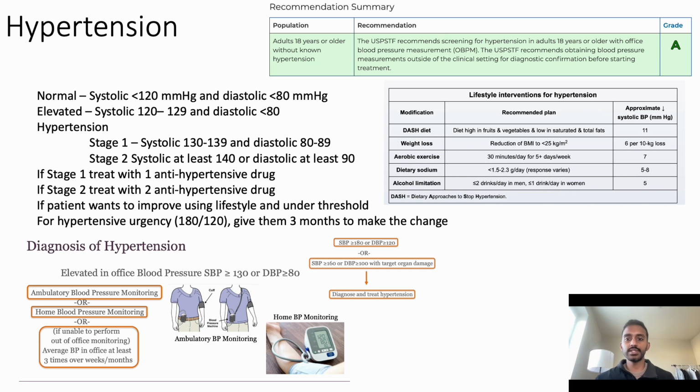So the USPSTF recommends screening for hypertension for adults 18 years or older at every visit. If office blood pressure is greater than 130/80, you measure again with ambulatory blood pressure monitoring, which is a device that you wear throughout the day and that measures your blood pressure, or home blood pressure monitoring, where you record your blood pressure at various times in the day for multiple days. And you measure 3 times over weeks in office and take the average measurement.